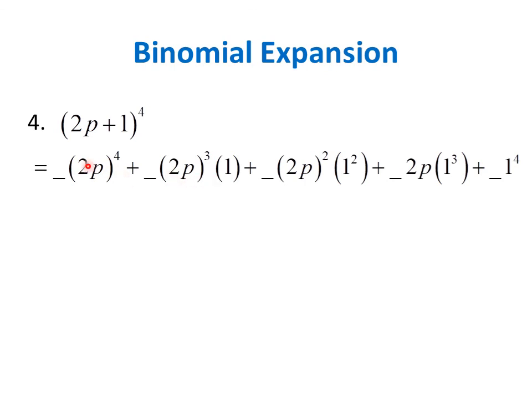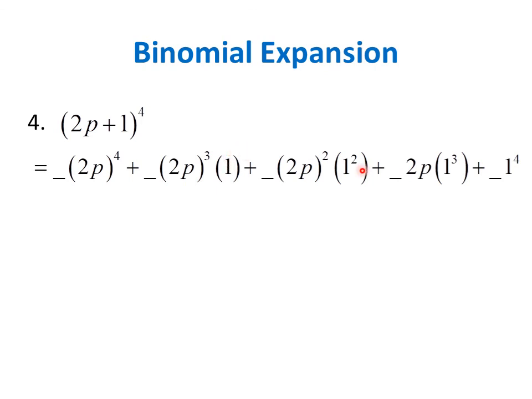For the next term, we have to subtract 1 from the exponent of quantity 2p. So we have quantity 2p to the 4 minus 1, that is quantity 2p to the 3. And next, we have to add 1 to the exponent of 1. Remember, we have here 1 to the 0. So we have 1 to the 0 plus 1. That's 1 to the 1 or simply 1. For this next term, we have quantity 2p to the 3 minus 1. That's quantity 2p to the 2, times 1. This is 1 to the 1 plus 1.